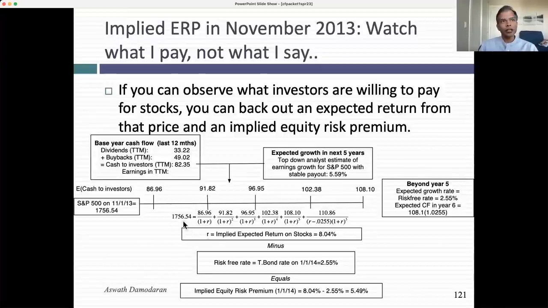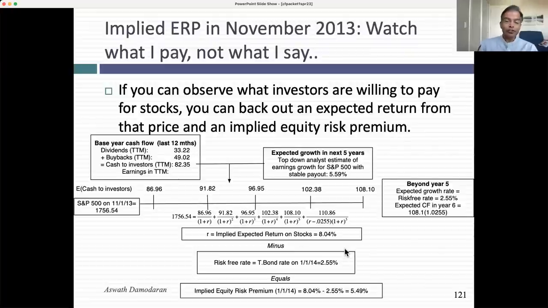So here's the equation. Here's what you paid. Here are the cash flows for the next 5 years: 86.96, 91.82, 96.65. And beyond year five, these cash flows continue to grow at 2.55% a year forever. It's kind of a preview of valuation when we get to it. I solve for the discount rate.